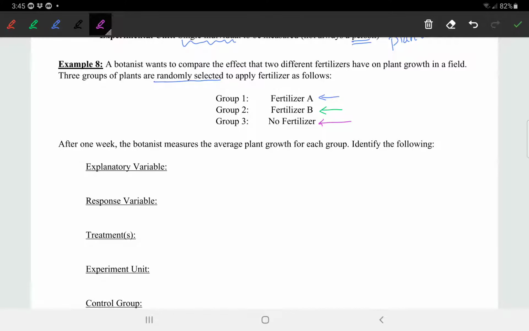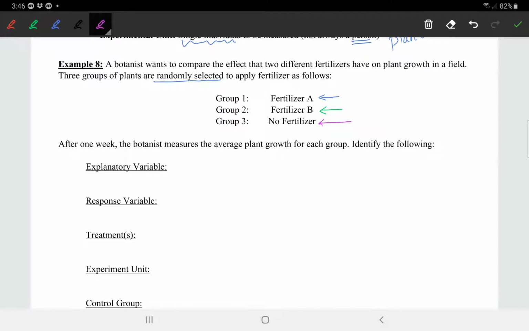So the plants are separated, applied fertilizer. A week later, the botanist comes back and measures the average plant growth for each group. Okay, so the average, remember that's a mean. We're going to identify the following. What is the explanatory variable?